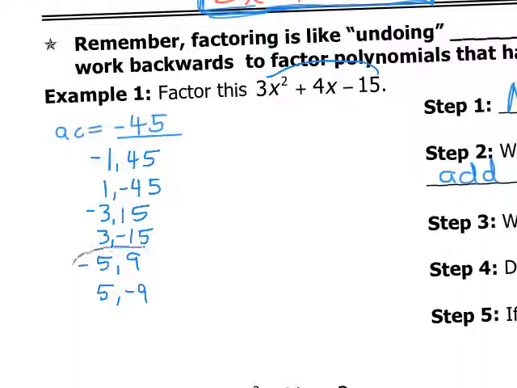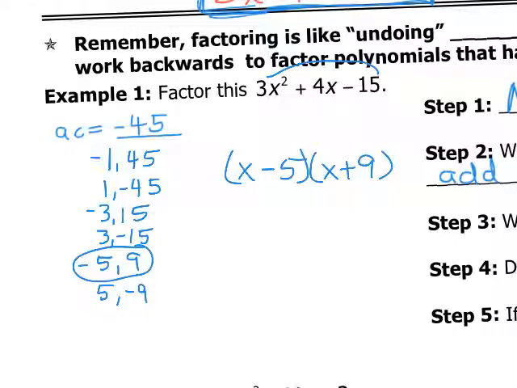Negative 5 and 9. So just like I'm used to, those go straight into my parentheses. So I have x and x, negative 5 and positive 9. But remember, when we start with a number in front of x squared, we're going to end up with either one or two numbers in front of the x's in my parentheses. Okay? So I can't just stop here.